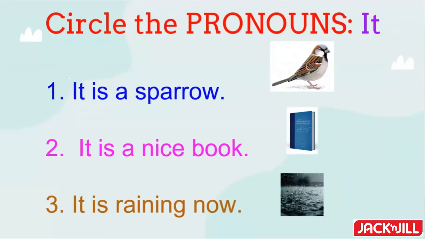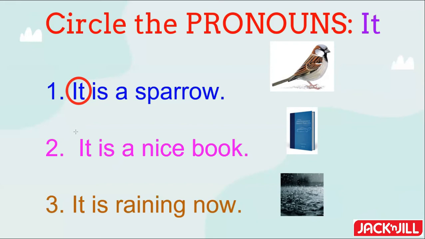Here, circle the pronouns of it. What do you see in the first picture? A beautiful sparrow. You like sparrow? Yes, it is a cute bird, right? Shall we read the first sentence? It is a sparrow. What is the pronoun used here? Yes, it is the pronoun. Shall we circle the word? Very good.